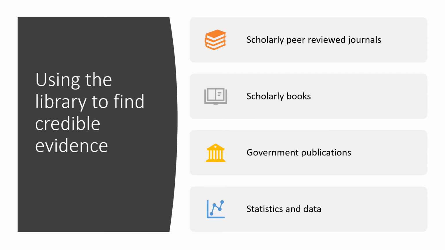As a student, how do you locate evidence or prior research on a subject? A good place to start is the library, which provides access to a variety of scholarly materials, including scholarly peer-reviewed journals, scholarly books, government publications, and statistics and data that's been vetted by authoritative sources.